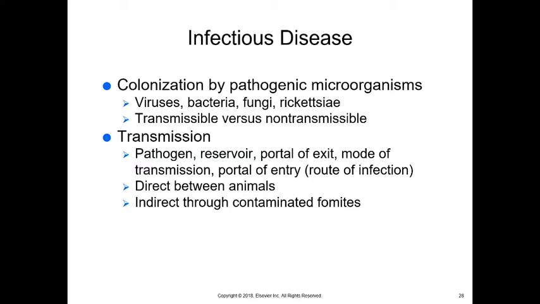Is the transmission direct between animals, or is it indirect through what we call contaminated fomites? Fomites are like articles of clothing, food bowls, your shoes, boots, things that animals can come into contact with that transfer these pathogens, versus direct animal-to-animal contact. That's why it's important to do proper cleaning in the hospital environment.